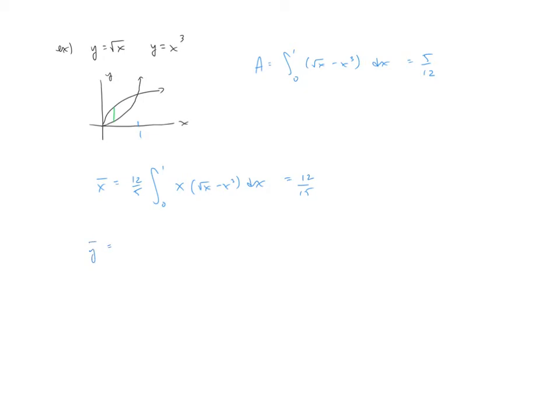The y bar is going to be somewhat similar, where we start off with this 12 over 5, integrate from 0 to 1. Now we have a 1/2. And for this case, it's going to be the top squared minus the bottom squared, followed by our dx. That ends up being 3/7. So our ordered pair, x bar, y bar, would be 12/15, 3/7.